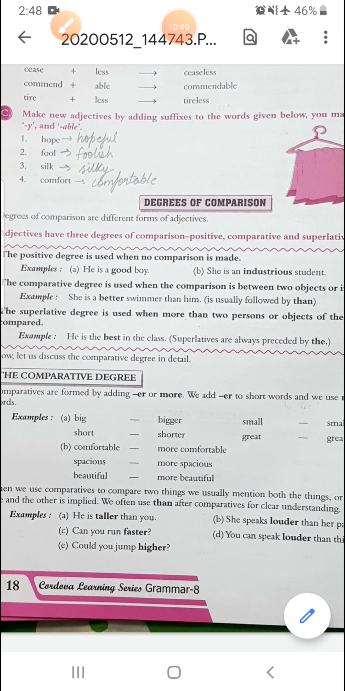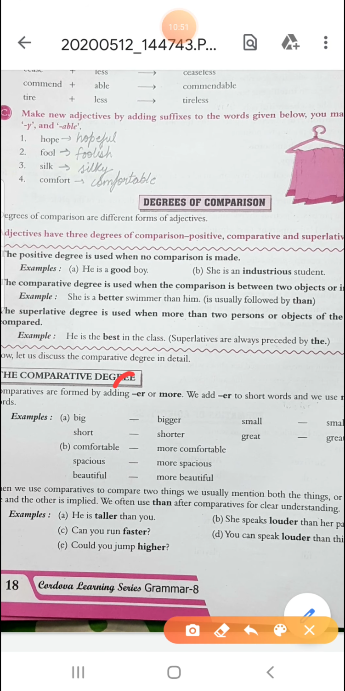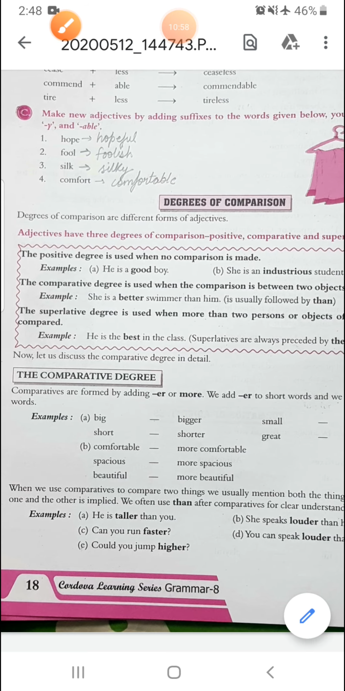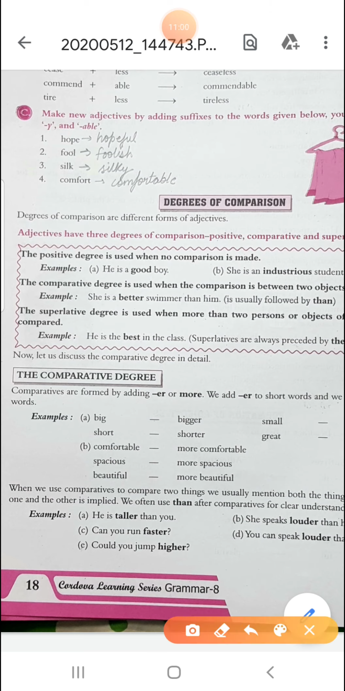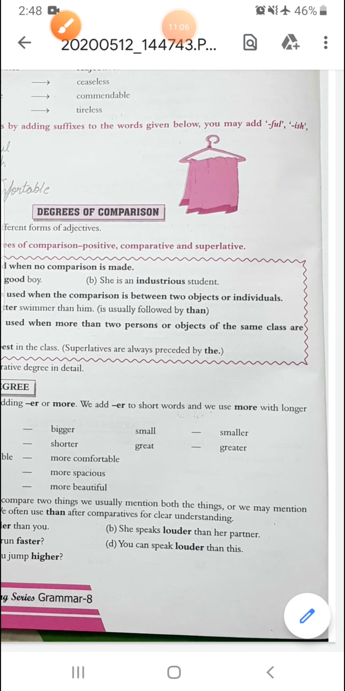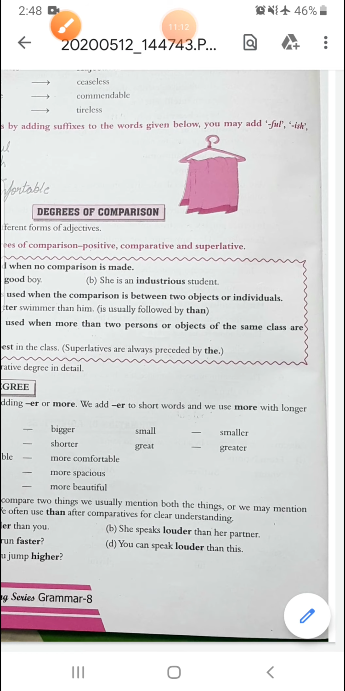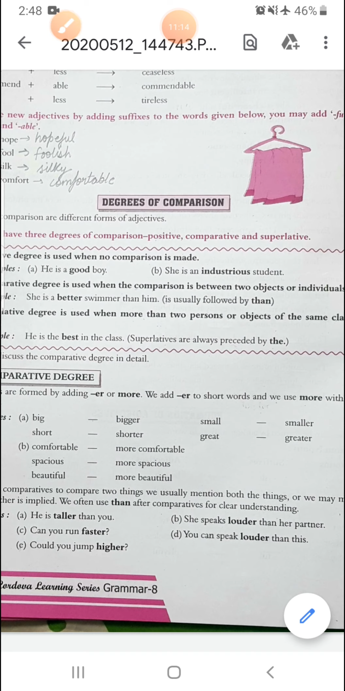Comparative degrees are formed by adding er or more to words. Like if we add, you can see here we are adding er to this word big, it becomes bigger. Short becomes shorter. Then here you can see small becomes smaller, great becomes greater. So we have just added er to these. This is what we have done here.